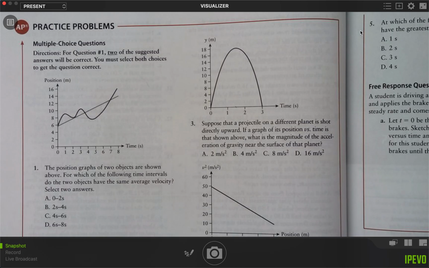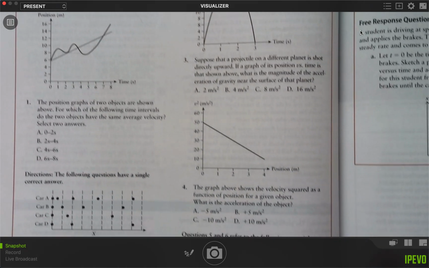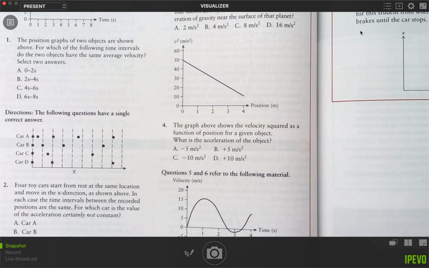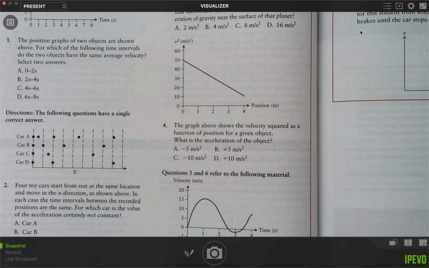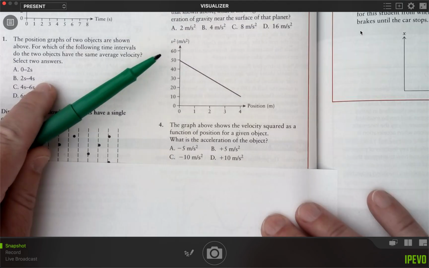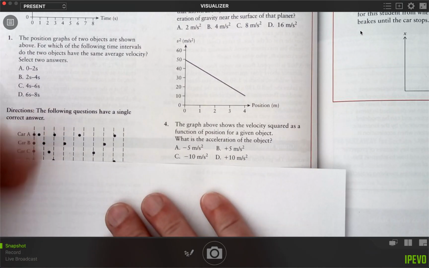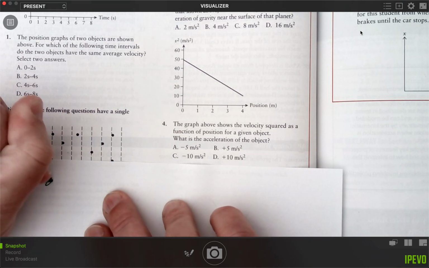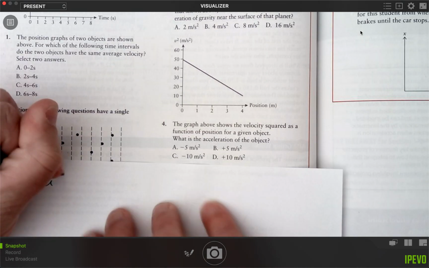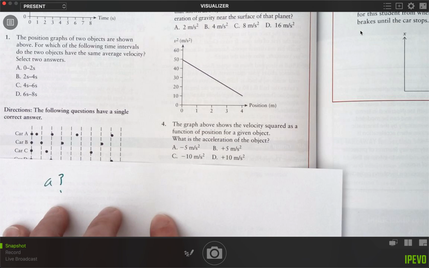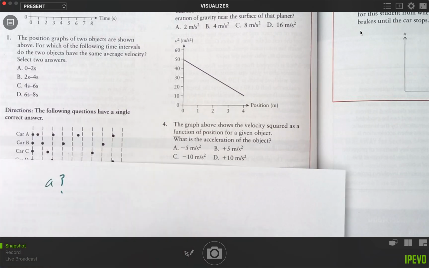So now let's move on to question number 4. This is using this graph of v squared and position. Once again, we're trying to find some acceleration. That's what we want to find here in number 4.